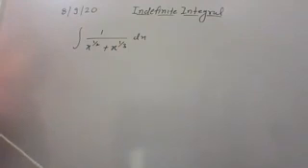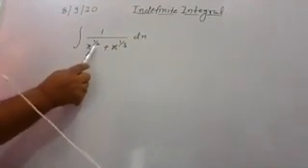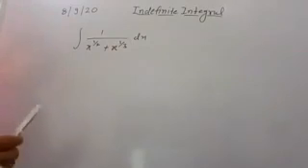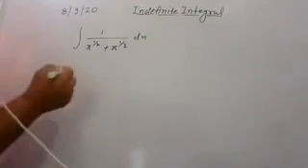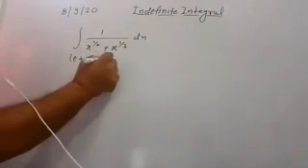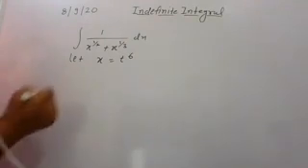So how do you take the substitution here? Here you have two powers in the denominator, 1 by 2 and 1 by 3. So the LCM of 2 and 3 is 6. Here you assume like that, let x is equal to t to the power 6.